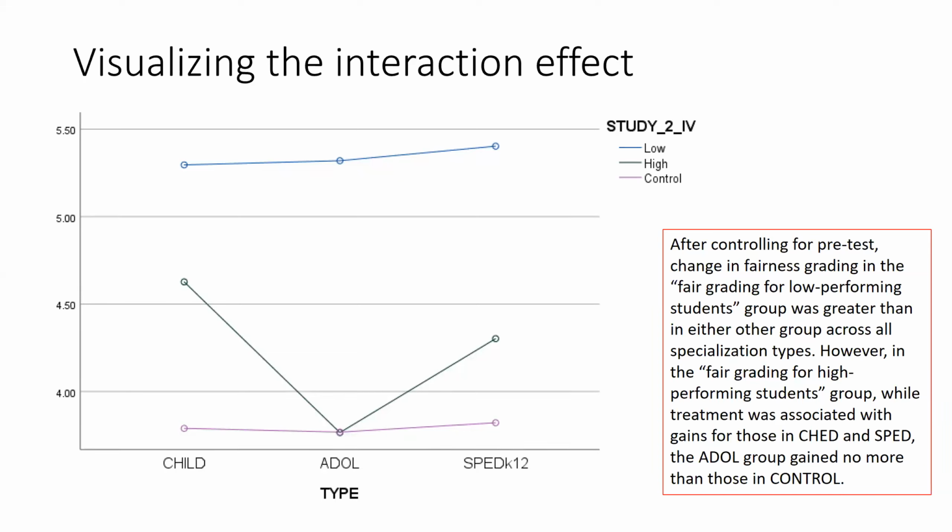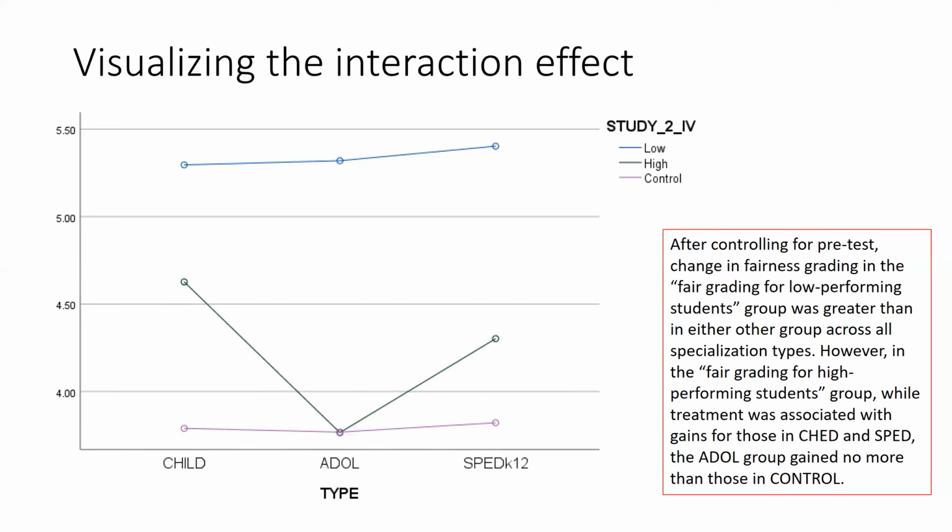This again is controlling for the pretest, and regardless of certification of specialization, people in the low condition had the greatest post-test scores. And people in the control condition generally had the lower ones, but not in all cases. In the case of adolescent specialization, the control condition and the high-performing fairness condition had essentially equal, statistically comparable post-test scores.